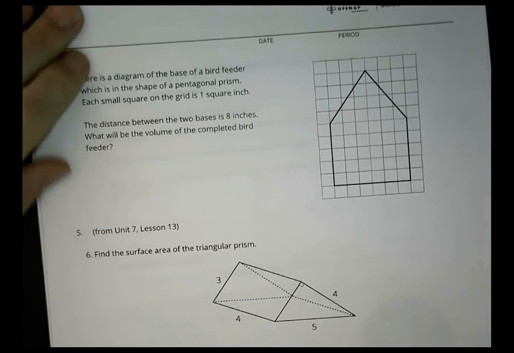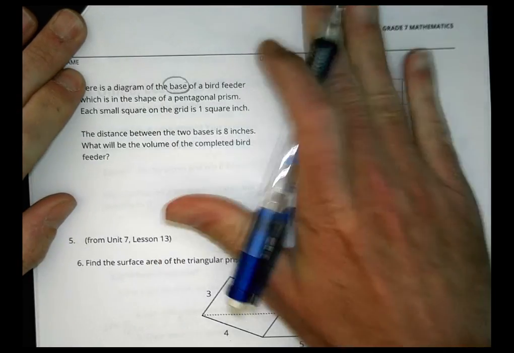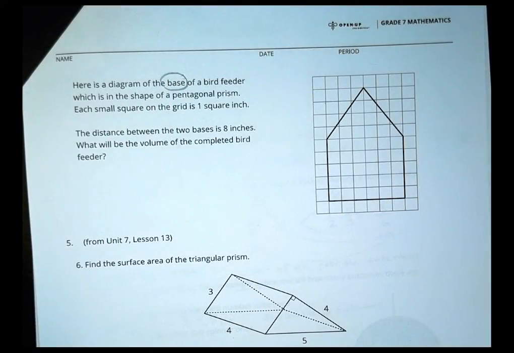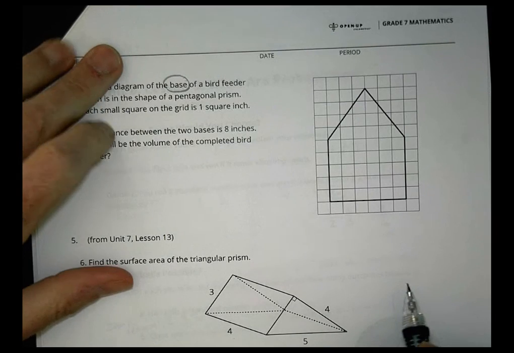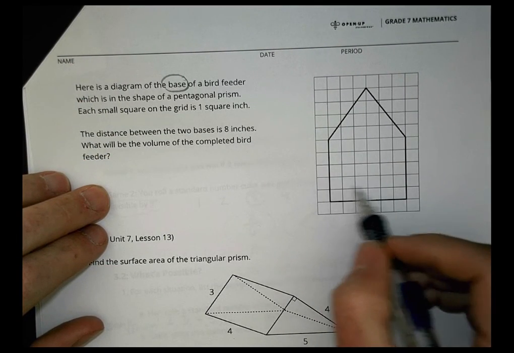All right, a couple more here on the back side of review. So here's a diagram of, and this is the key word here, of the base of a bird feeder, meaning the bottom part. The bird feeder kind of grows up from here, which is in the shape of a pentagonal prism. Each small square on the grid is 1 square inch.